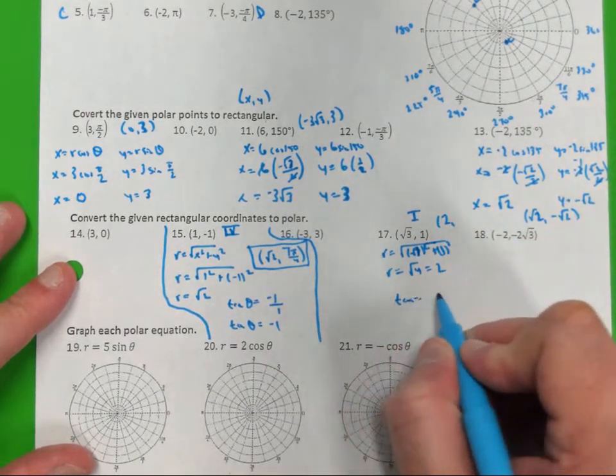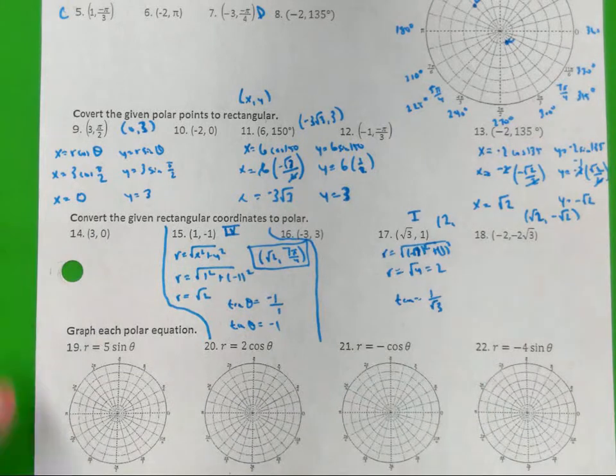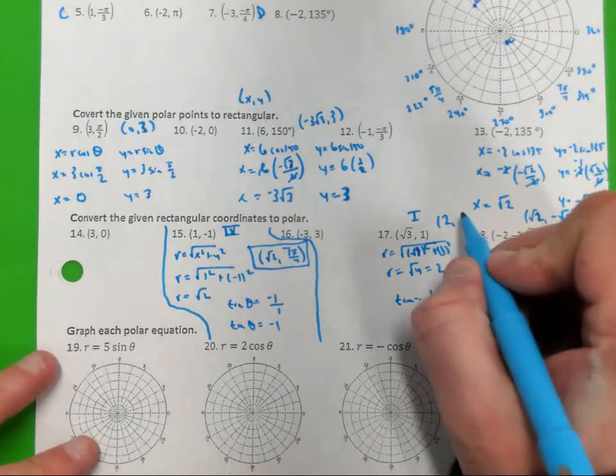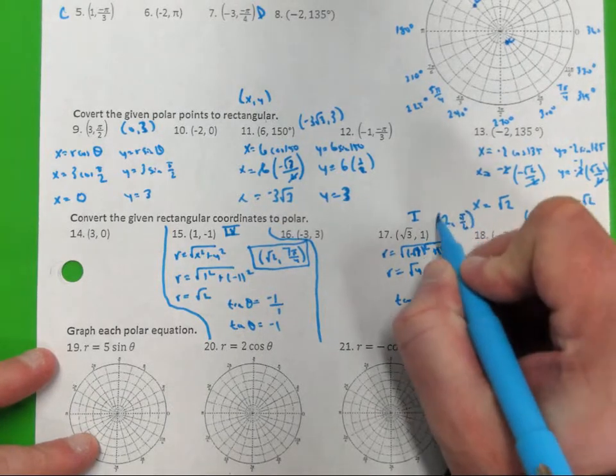Now, tangent of theta is 1 divided by square root of 3. Well, if I have 1 divided by square root of 3, what process must I do? Rationalize the denominator. Now, rationalize the denominator there would yield what? Root 3 over 3. What family gives you a tangent value of root 3 over 3? Pi over 6. What pi over 6 family member is in quad 1? Very good. So that's your polar coordinate.